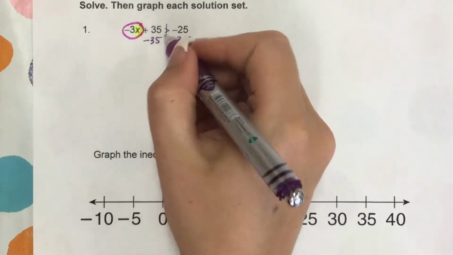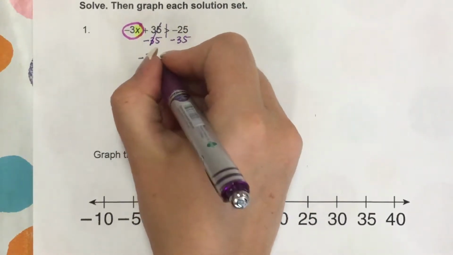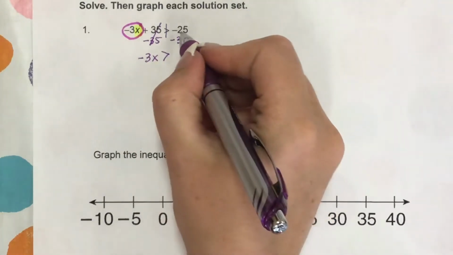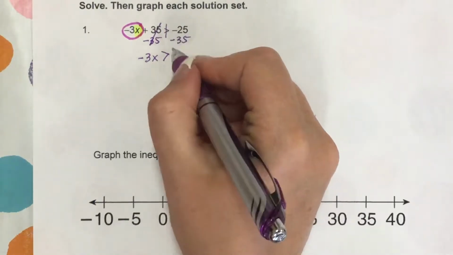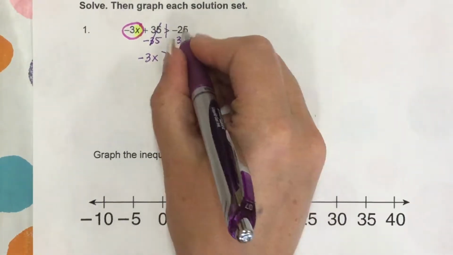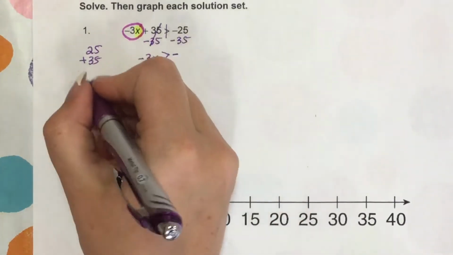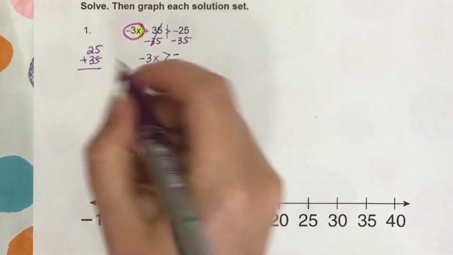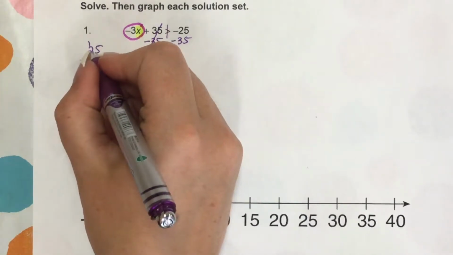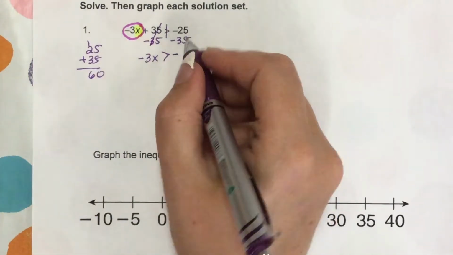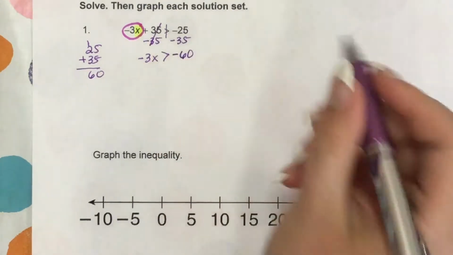The positive 35 and the negative 35 are going to cancel each other out. On this side of the inequality, we're left with negative 3x, which is greater than negative 25 minus 35. So we have a negative and a negative. When you have two negatives, remember the rule is you keep the negative and you just add the two numbers together. So I'm going to add 25 plus 35. I'm taking that little problem to the side, away from my inequality, and just adding it. 5 plus 5 is 10. Write the 0, carry the 1. 3 plus 2 is 5, plus 1 is 6. So negative 25 and negative 35 equal negative 60.